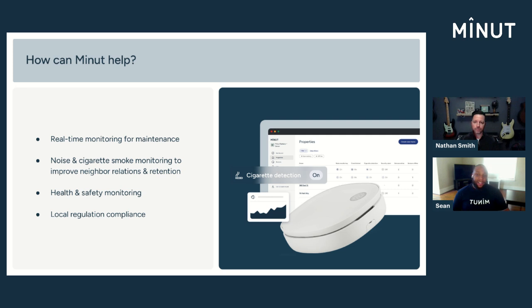Also, many other cities have regulations where it says you cannot be over 80, 85 decibels, or whatever the law is. So, Minute will provide you with detailed reports that will show that your guest or your tenant was not over 80 or 85 decibels.